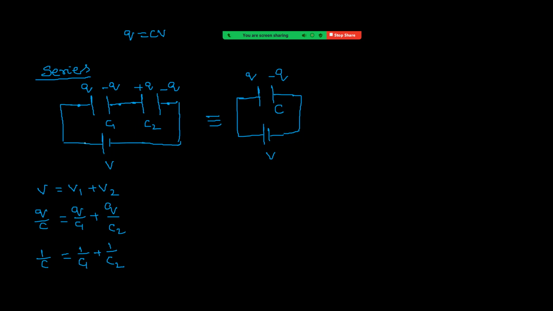That means in series combination, condition one, initially all are uncharged. This is very important, which we have to keep in mind. Initially all are uncharged. In that case, on each capacitor, the charge will be the same, Q, right? So we got 1 by C equal to 1 by C1 plus 1 by C2. Let us take now the parallel combination.